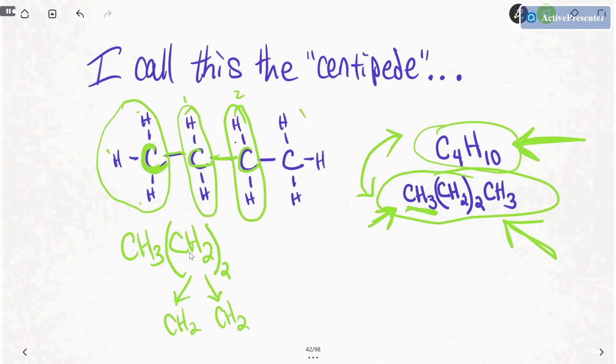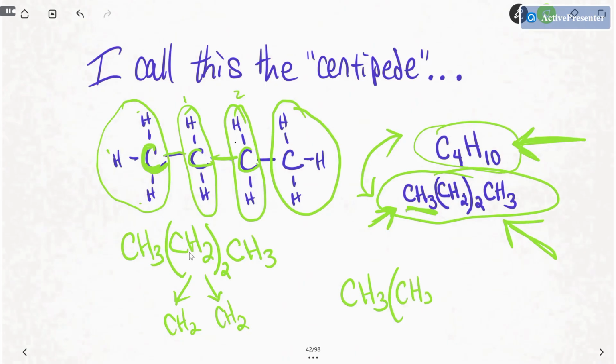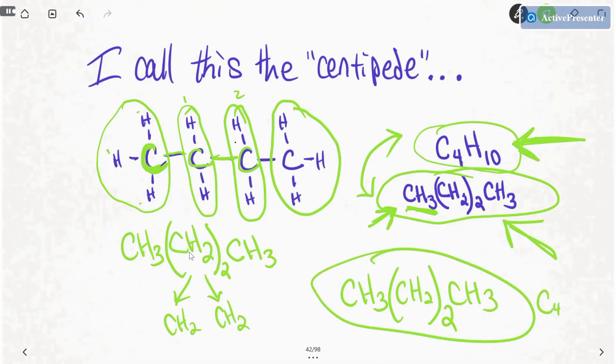And then the ending is going to be another CH3, because it's the ending, so we have that extra hydrogen on there. So we're going to go CH3. So CH3, parentheses, CH2, and we put a 2 on the outside of the parentheses to let you know there's 2 of these CH2s, and then another CH3. And this is the same thing as C4H10.